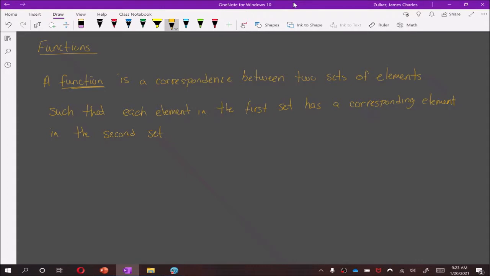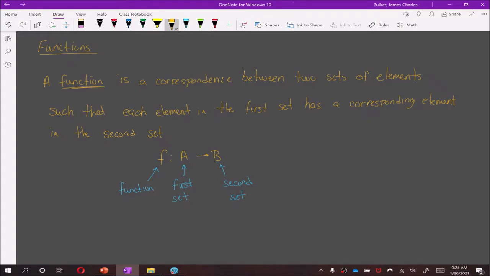Now, typically, we'll represent a function this way. So this here denotes the function. In this case, we're going to define the function with f. This is the first set, and that would be the second set. So for this, our function is f. The first set is a, and the second set is b.